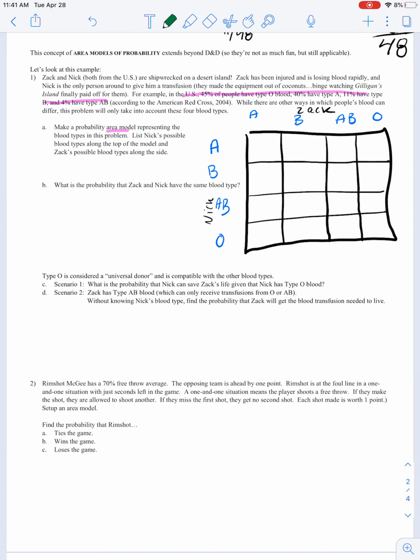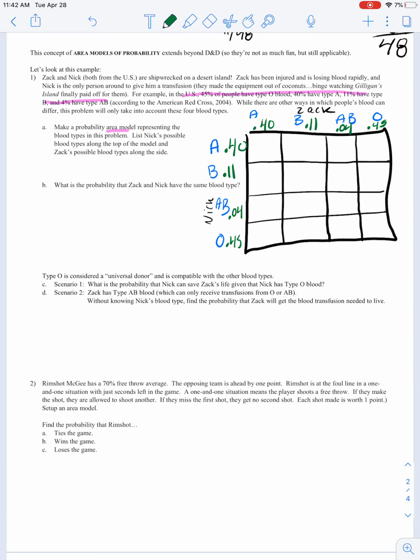Now underneath those or next to it, we're going to list the probability that it said of having each blood type. So it said 45% of people have type O, so we're going to put 0.45 out here. 40% have type A, so that goes here. 11% have type B. And 4% have AB. So remember, it's 0.04.